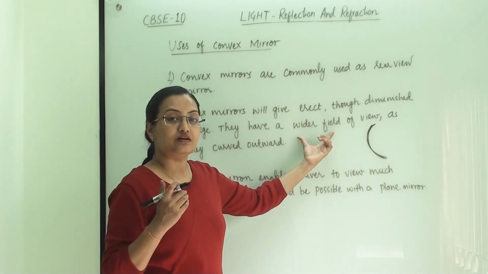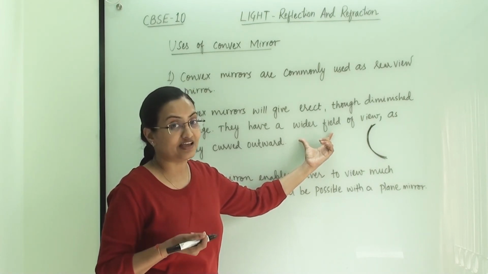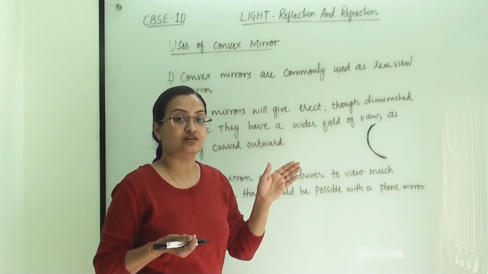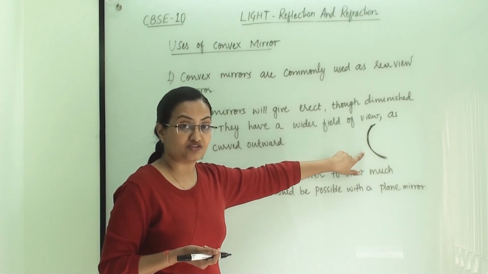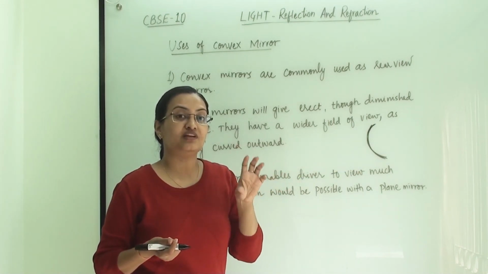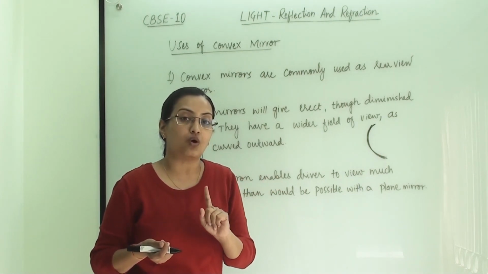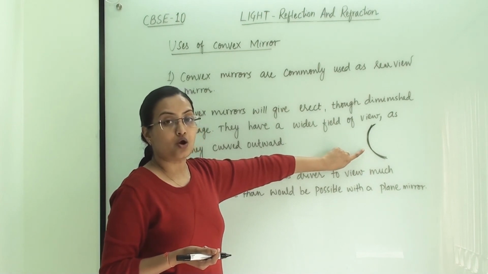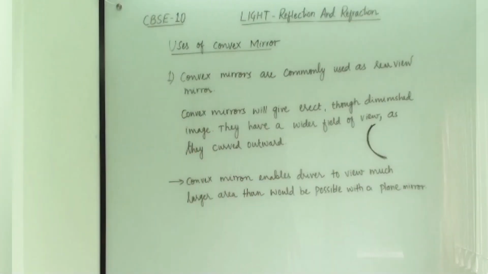It will enable us to judge whether we can turn from here or how much traffic there is behind our back. So this wider field of view will enable us to take the decision. Here we do not need a perfect image. This kind of image we require when we are seeing our face, and that is given by the concave mirror. Here we need a larger view and not the perfect image. So we are using convex mirror.